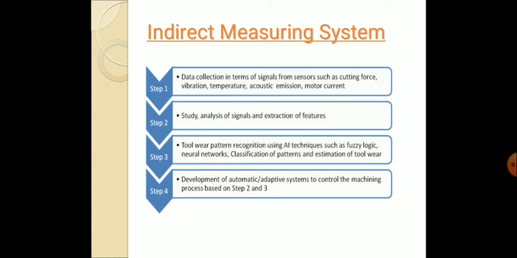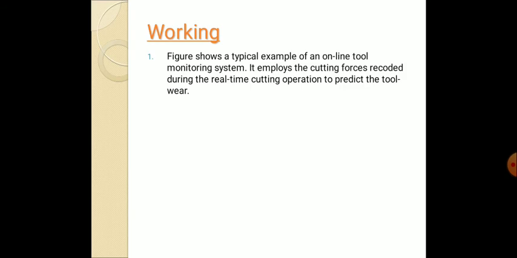In step 3, the tool wear pattern recognition is done by AI techniques. These AI techniques are nothing but artificial intelligence techniques, which use methods such as fuzzy logic and neural networks. Then it is passed to the last stage, that is step 4, the development of the adaptive system for controlling the machining process. So this is the working of the indirect measuring system.